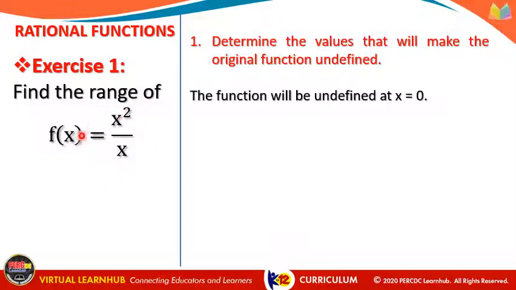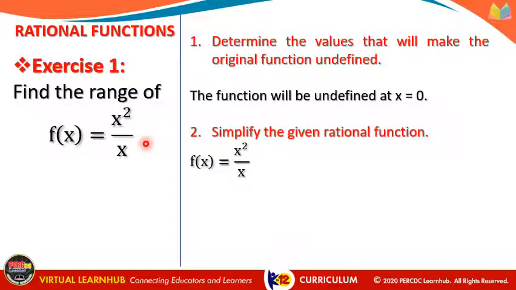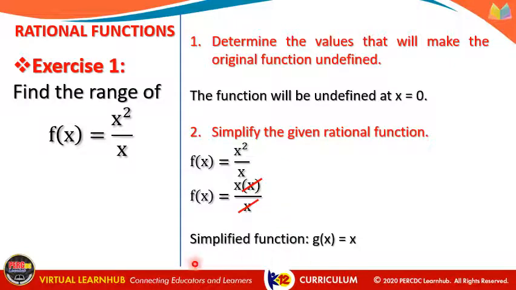x is 0. Step 2, let us simplify this given. Paano natin isi-simplify ang x squared over x? Well, hindi ba ang x squared is equal sa x times x? And as you can see, makakancel out yung x sa numerator at sa denominator. Maiiwan ngayon yung ating simplified function. Yung simplified function, tawagin ko na lang na g of x. So, the simplified function is x.